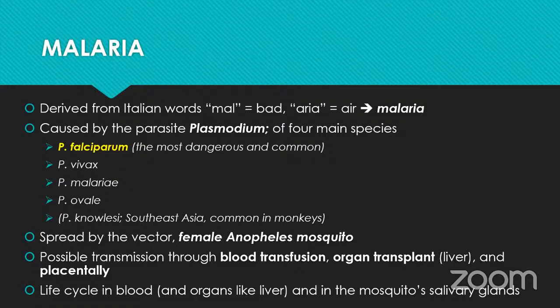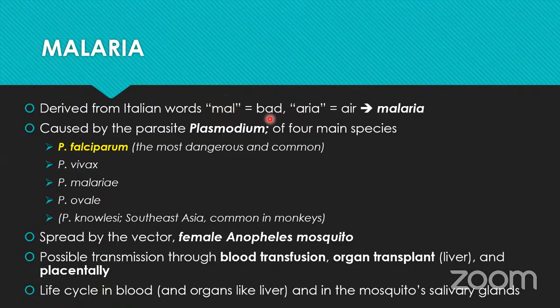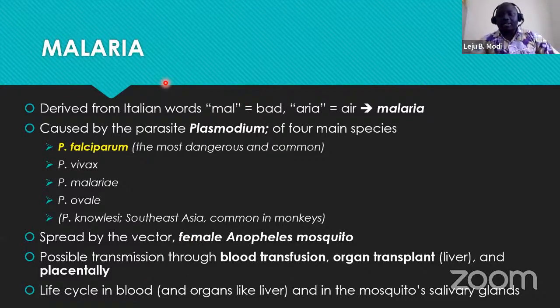Now, let's begin with malaria. The name malaria, by origin, is said to have come from two Italian words: mal, which means bad, and aria, which means air. So malaria is more of bad air. That's just a bit of history to the name malaria.